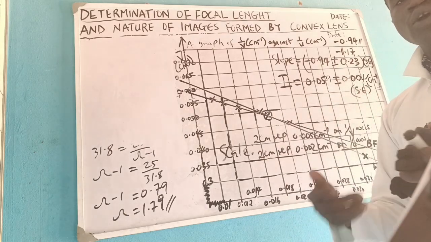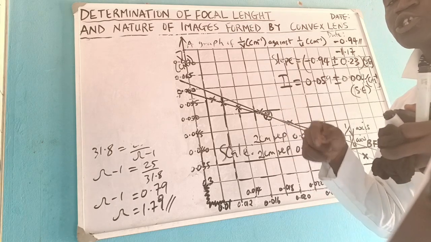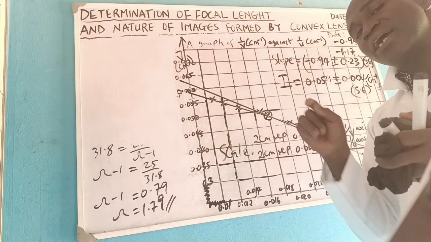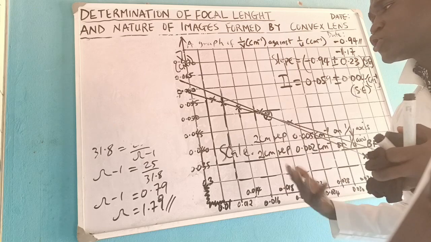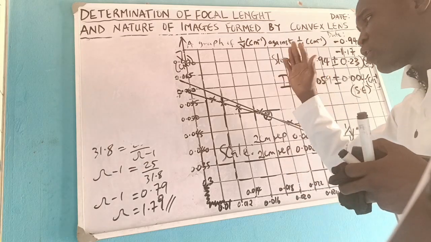Zero error was also avoided while taking my reading from the meter rule by ensuring that my reading starts from zero. Are you getting it? So ensure you give at least 2 precautions at the end of your experiment.